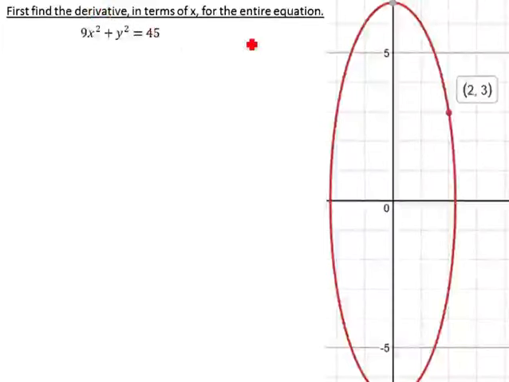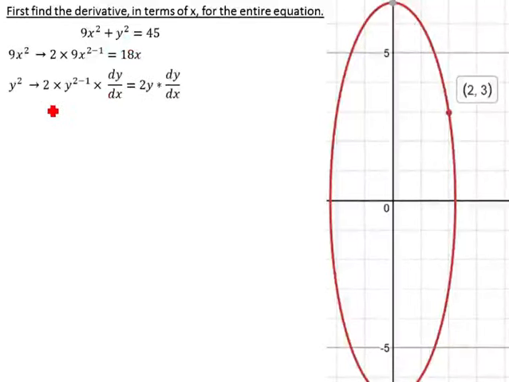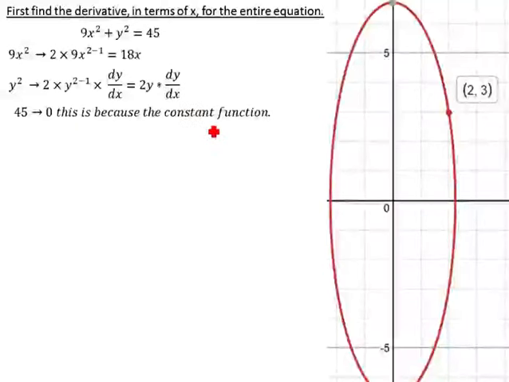So here's our equation. Let's find the derivative of everything first. So the derivative of 9x squared, we take the 2, we multiply it by the expression, then we take the power and do minus 1. And because x to the power of 1 is just going to equal x, then it's 2 times 9 times x. 2 times 9 is 18. 18 times x is 18x. Y squared, as I showed you earlier, just take the 2, minus 1 on the power, times dy divided by dx, 2y times dy divided by dx. And 45 becomes 0, and this is because of the constant function.